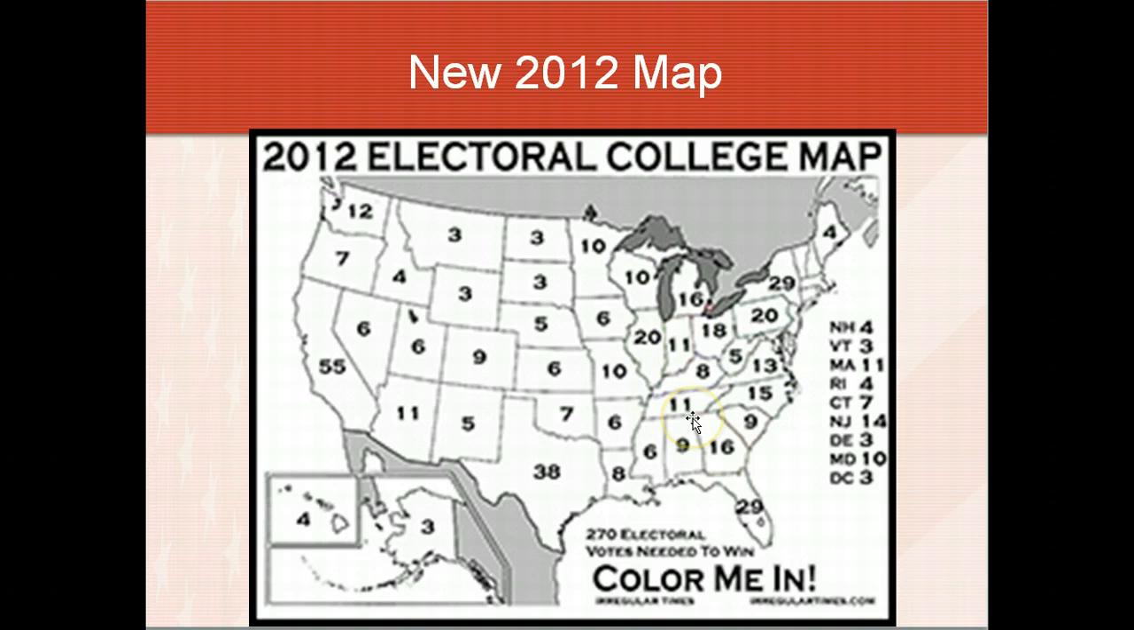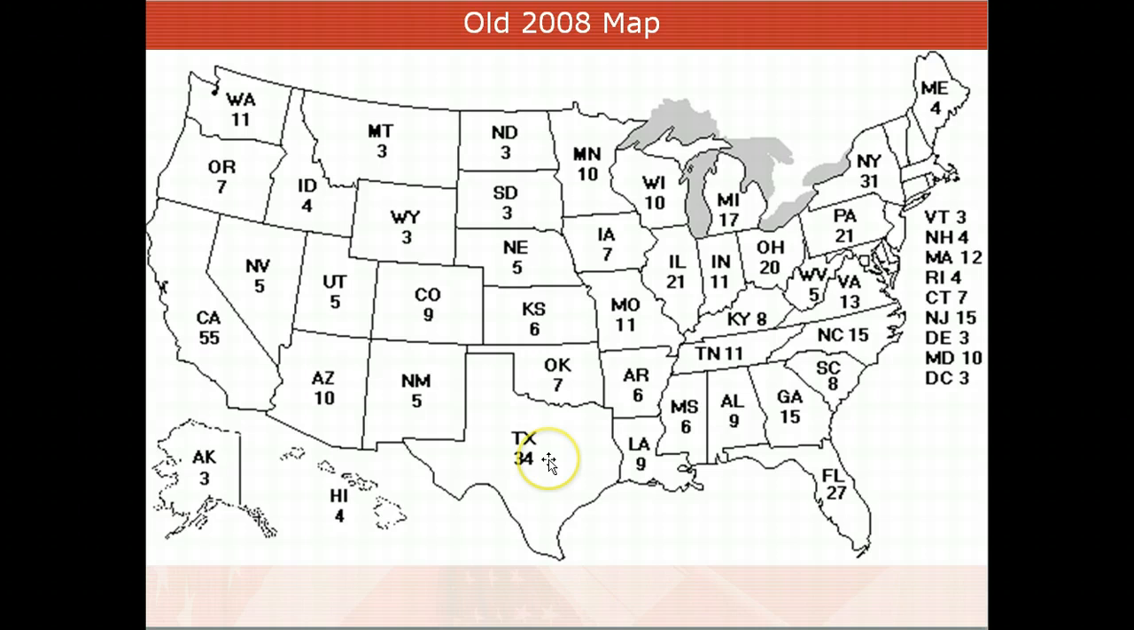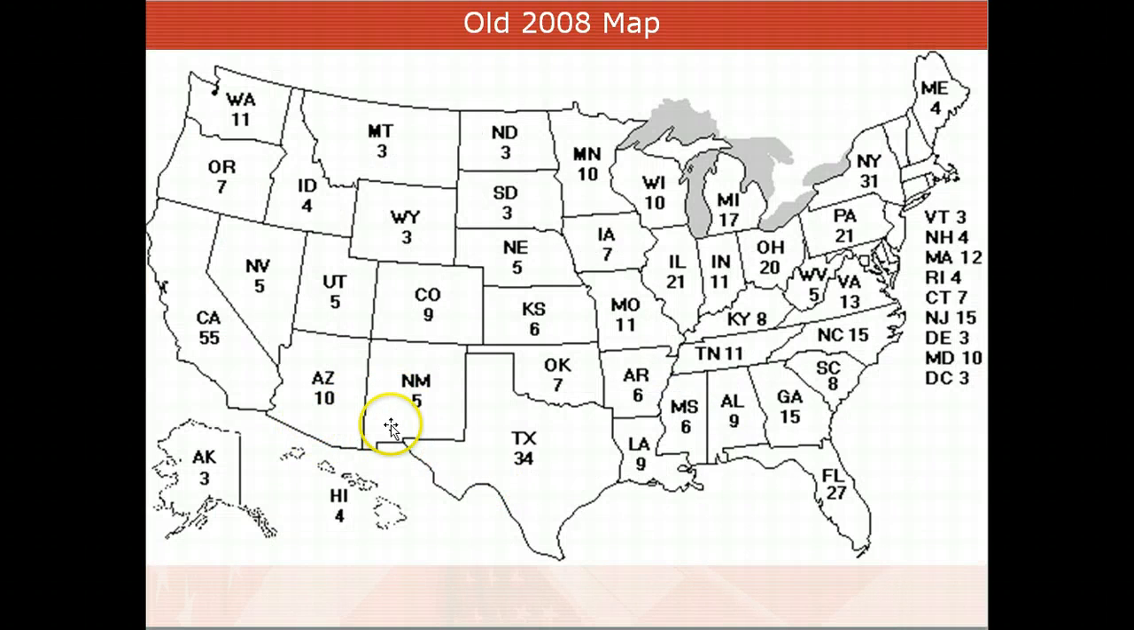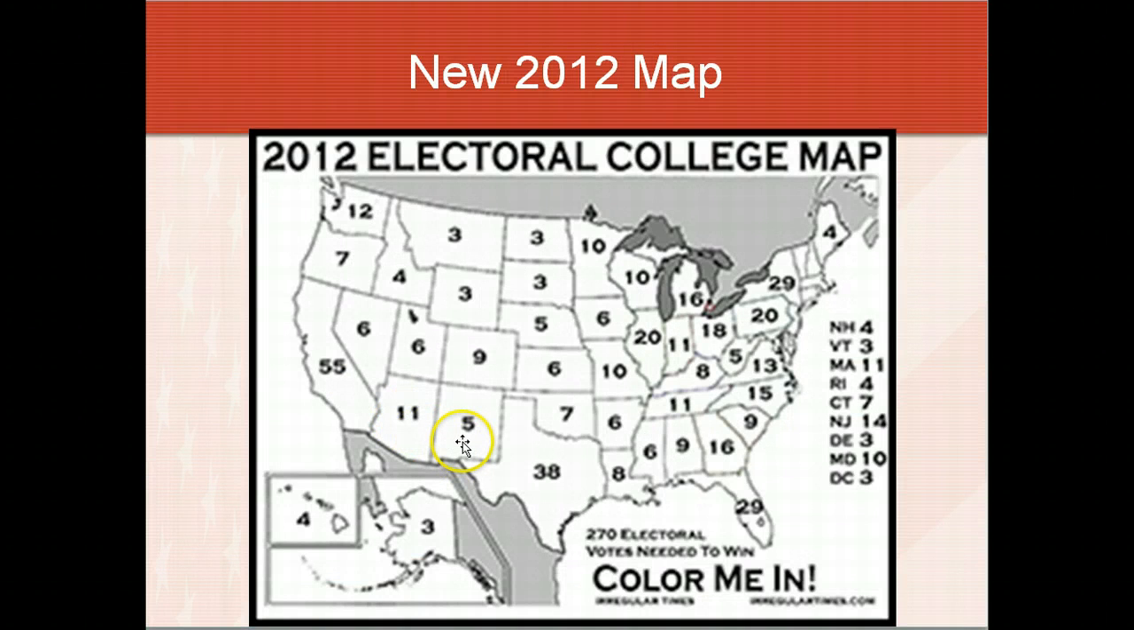But as we learned with reapportionment, more and more people are moving to the south and southwest, so that's where the electoral votes are going. If you look here, Texas had 34, they now have 38. California did stay the same, I guess. Let's look at New Mexico. The same. Arizona gained 1.